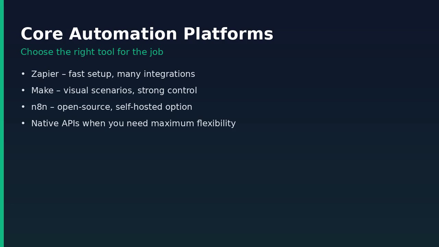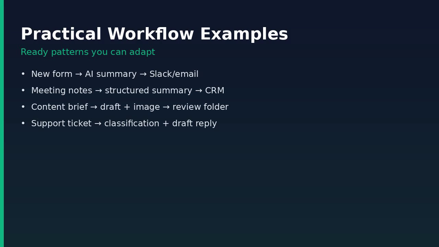Let us go deeper with concrete workflow patterns and implementation guidance. Workflow 1. Form to Insight. A new Typeform or Google Form response triggers an automation. The text is sent to ChatGPT or Claude with a fixed prompt that extracts key points, sentiment, and recommended next action. The structured result is posted to a Slack channel and optionally logged in a spreadsheet. A human reviews the suggestion before any client-facing action.